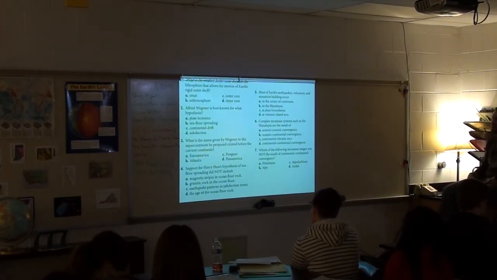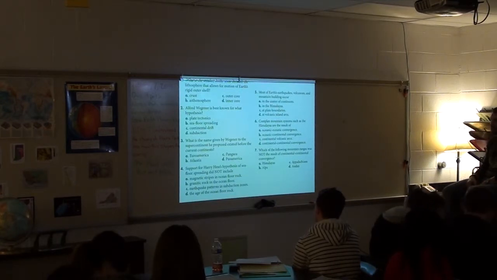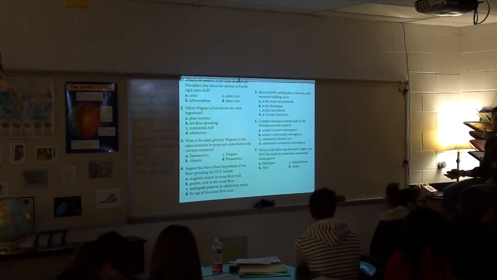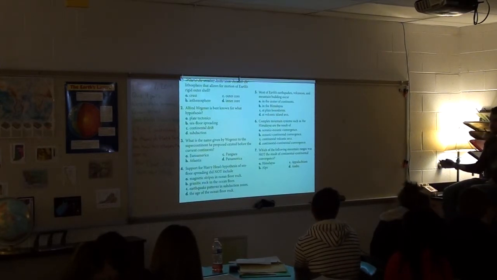Support for Harry Hess's hypothesis of seafloor spreading did not include... B. Yeah, B. Granite rock in the ocean floor. Because the ocean floor is not made of granite, it's made of what? Basalt.